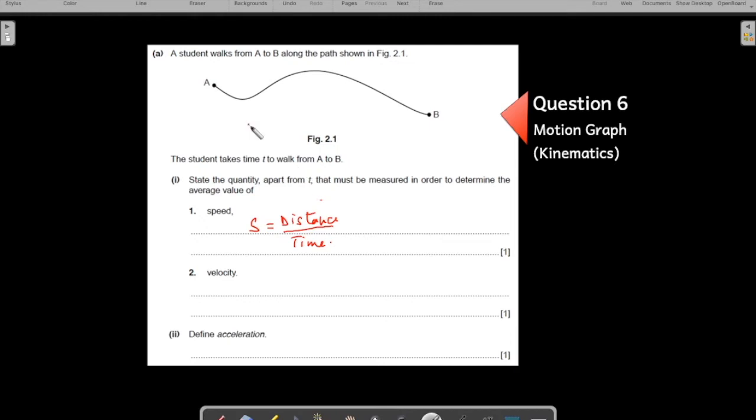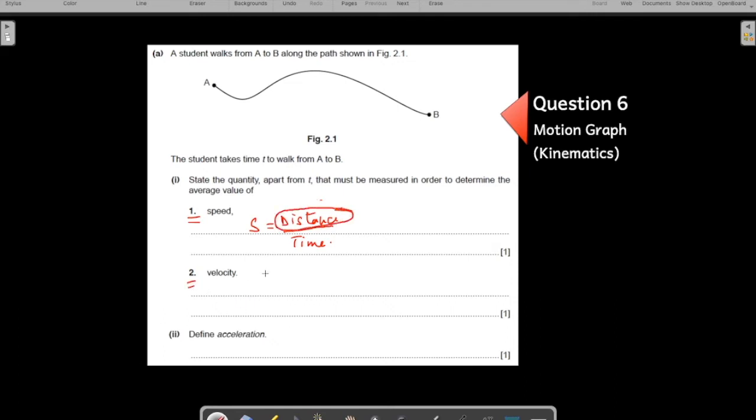So how do you measure the distance? You have to measure this entire length through which my pointer is moving. You have to measure this entire length. That's your distance. So what should be your answer? For part 1, what is the quantity that you need to measure? The quantity that you need to measure is the distance.